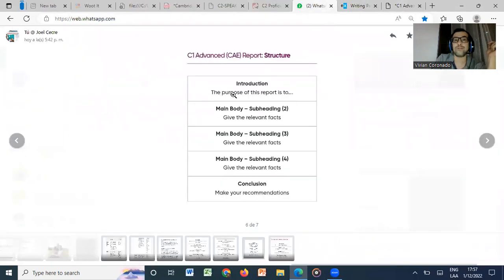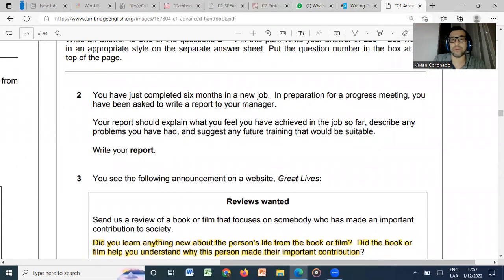Okay, in the introduction, we always need to write, the purpose of this report is to... So in this case, what is the purpose? The purpose is to describe any problems you have had and suggest any future training that would be suitable, right? So that will be the way of starting. You need to explain why you're going to be writing this report.